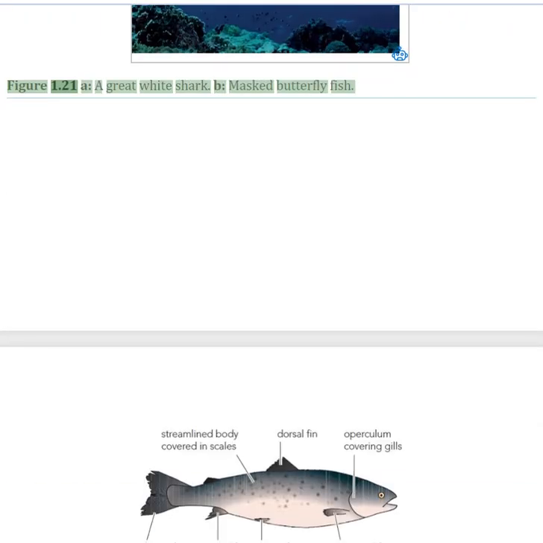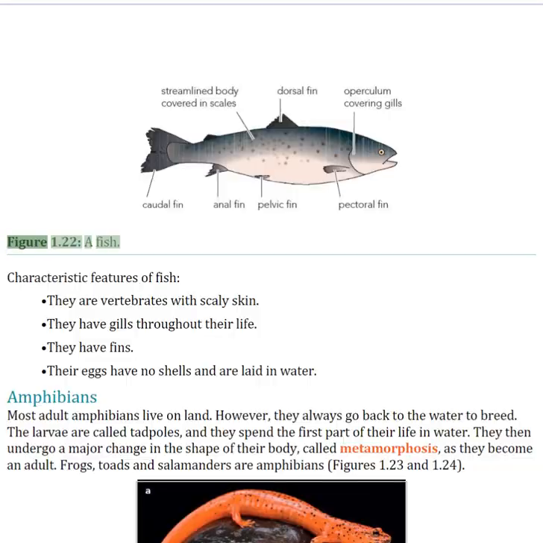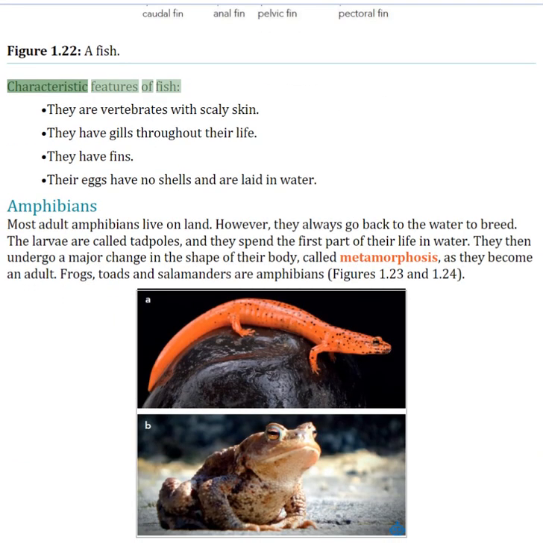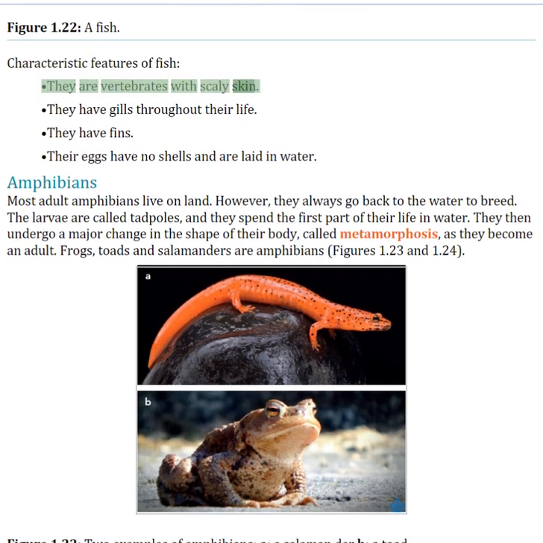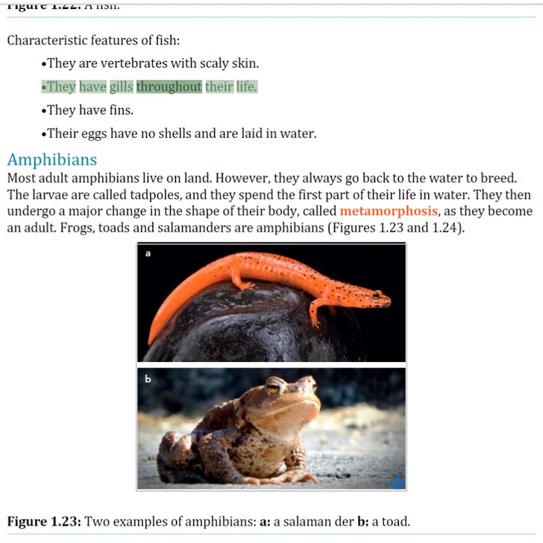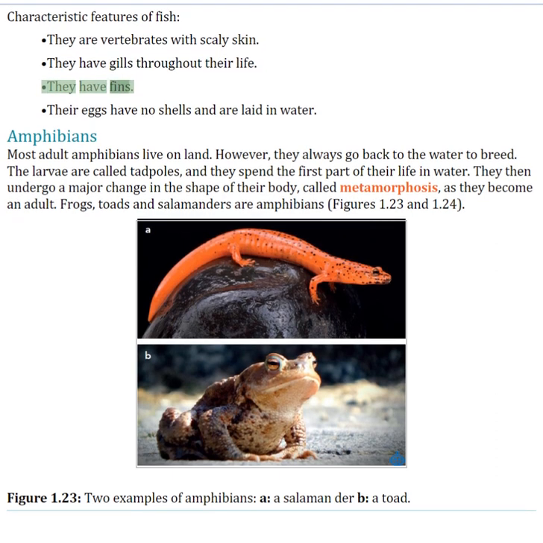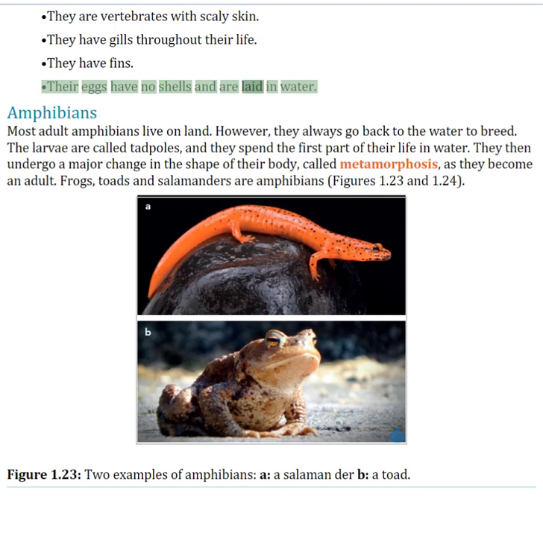Figure 1.21a. A great white shark. B. Masked butterfly fish. Figure 1.22. A fish. Characteristic features of fish. They are vertebrates with scaly skin. They have gills throughout their life. They have fins. Their eggs have no shells and are laid in water.